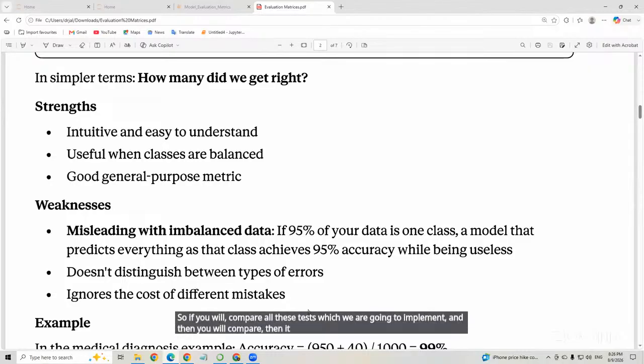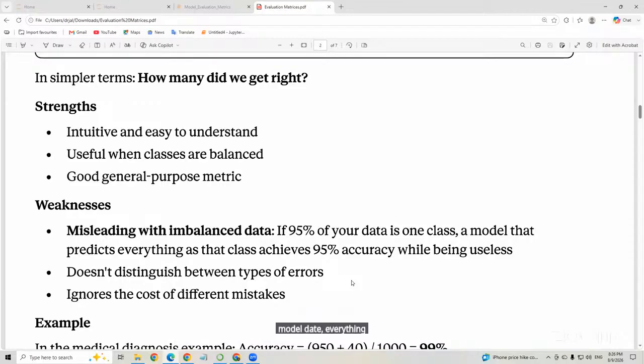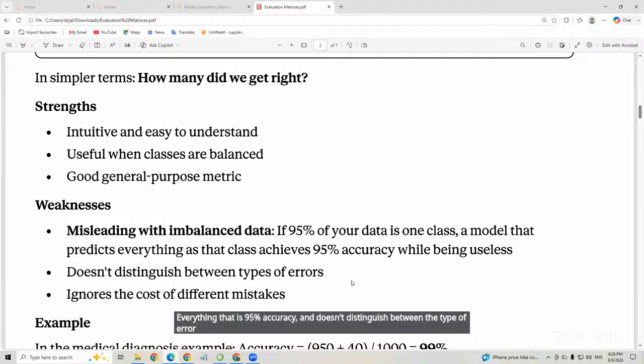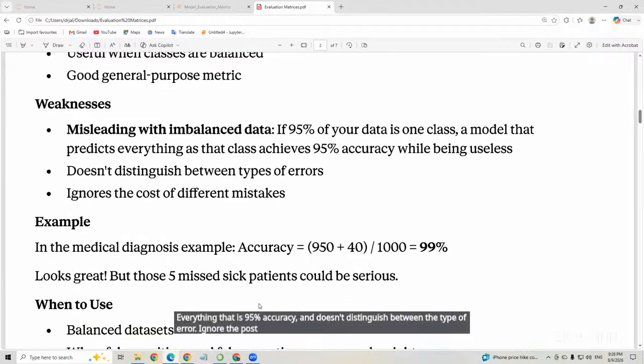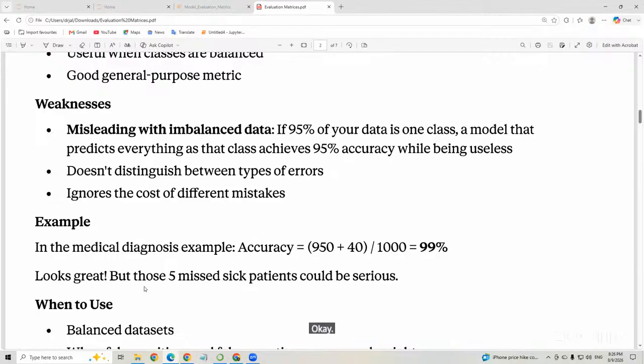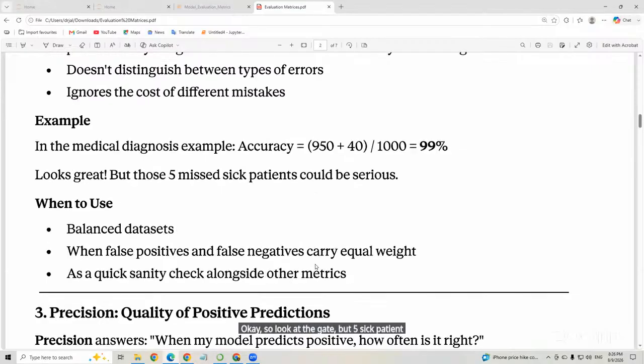On the basis of this, you can see the weakness about the model: misleading with imbalanced data. If 95% of your data is one class, a model that predicts everything as that class gets 95% accuracy, and doesn't distinguish between the types of error. It ignores the cost of different mistakes. You can see the example. Look at the data, but 5 missed sick patients. I have covered this part.